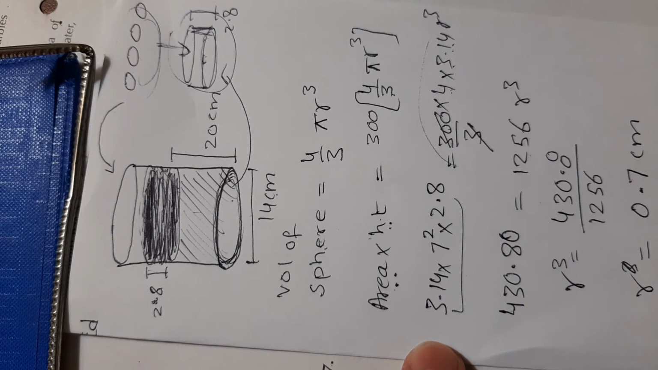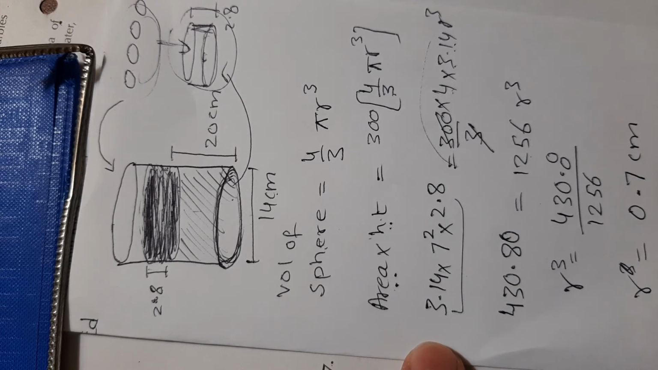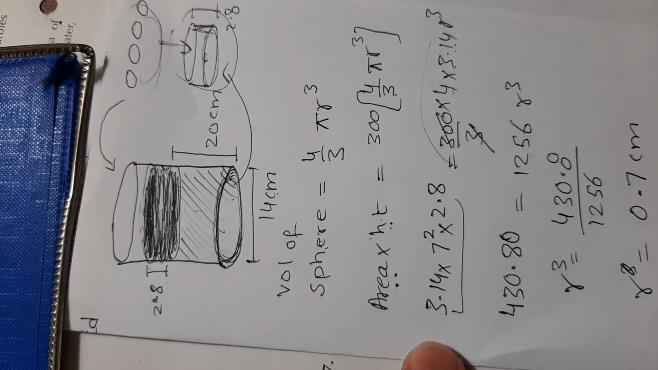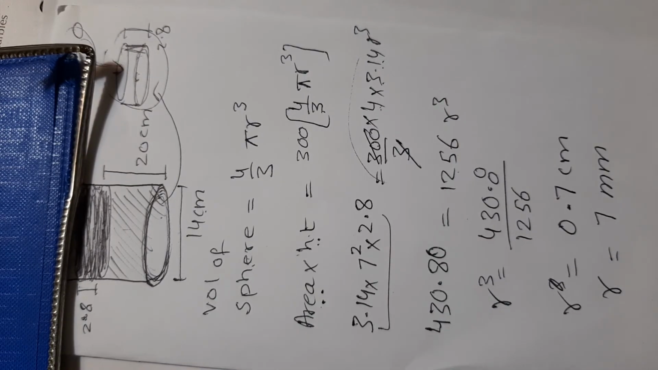However, we are going to express it in millimeters, so centimeter can be converted into millimeter by multiplying by 10. So 7 millimeter will be the radius of the ball bearing. So the radius of the ball bearing is 7 millimeter.